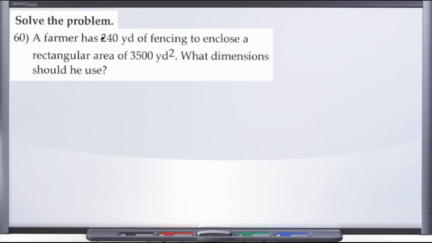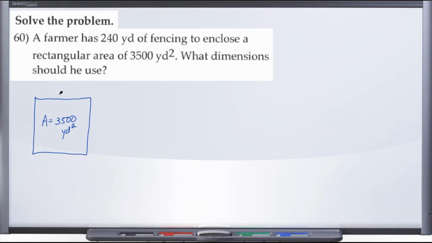We have a farmer who has 240 yards of fencing to enclose a rectangular area of 3,500 square yards. What dimensions should he use? All right, so again, we've got some farmer probably trying to fence in a field or some sort of crop, probably animals, livestock, right? Hence why we're using fencing here so they don't escape. But at any rate, we know that the area of this field, I'll just call it, is 3,500 square yards.